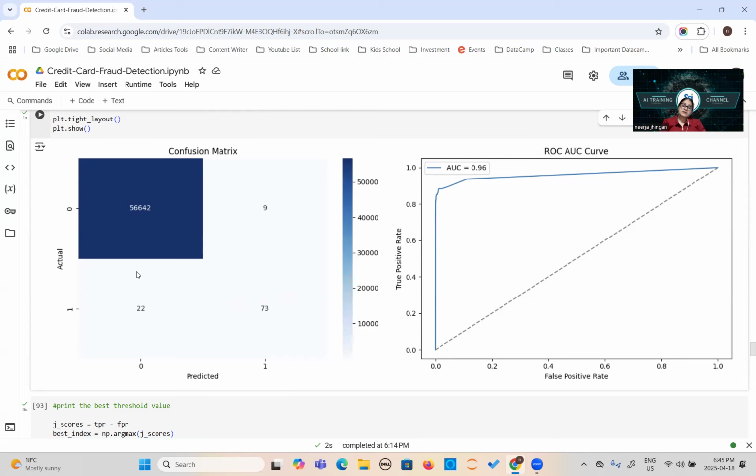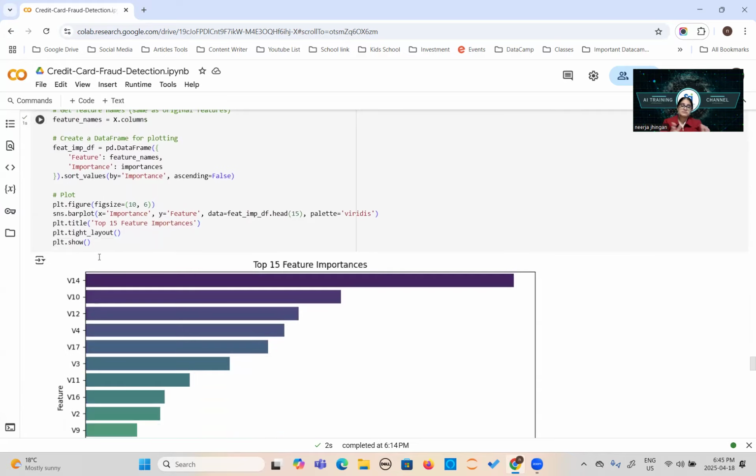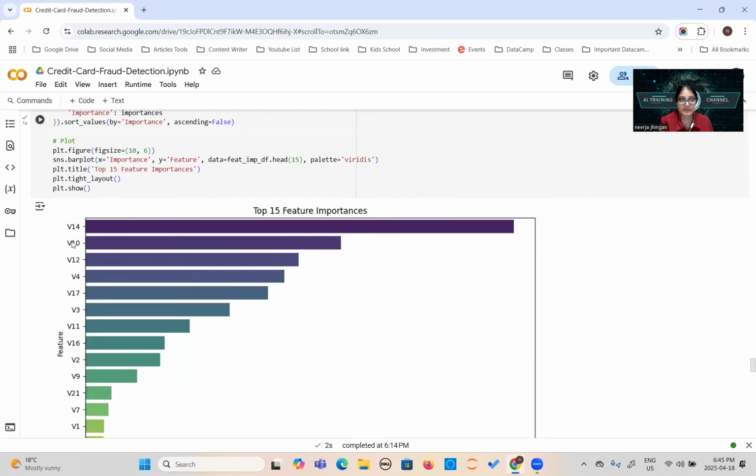Now we will move ahead with the next one. I'm just showing the feature importance. This is after your model building. It is telling you that during the model training, the model is using the V14 feature most of the time, and then V10, V12, V4, and so on.